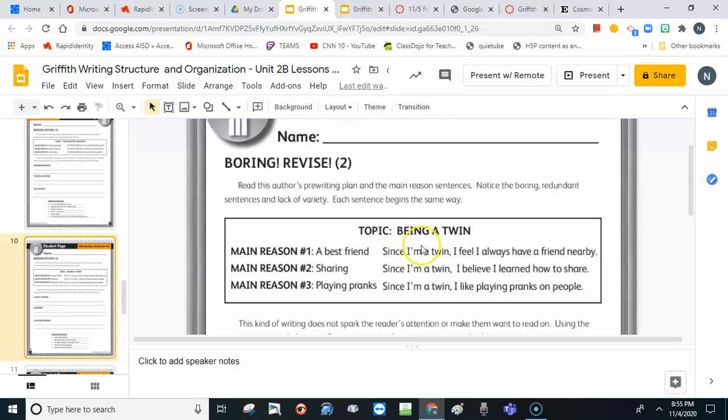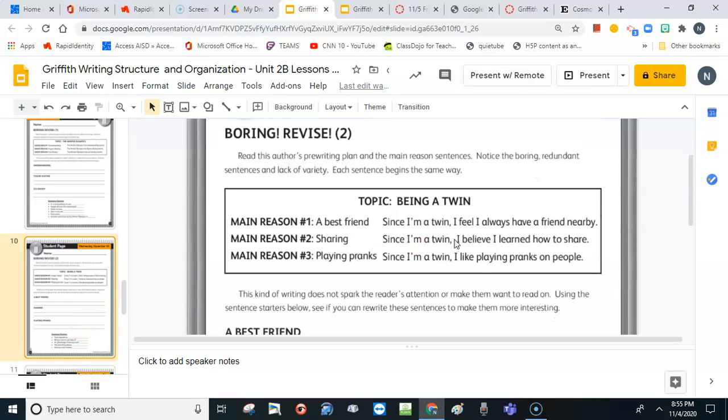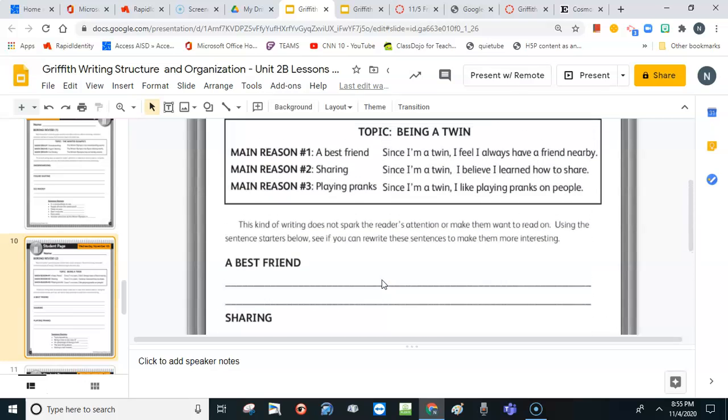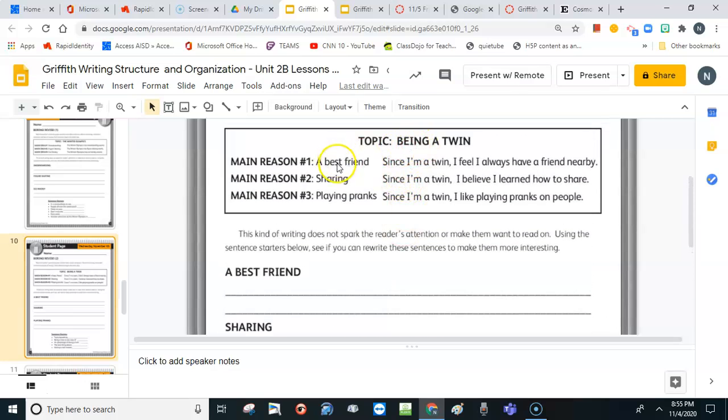On page 10, you did the same thing. You used the sentence starters at the bottom to discuss and to develop the main idea reasons why being a twin is something that the person would want to be, or why they like being a twin. And so you were going to rewrite these sentences using the sentence starters at the bottom.